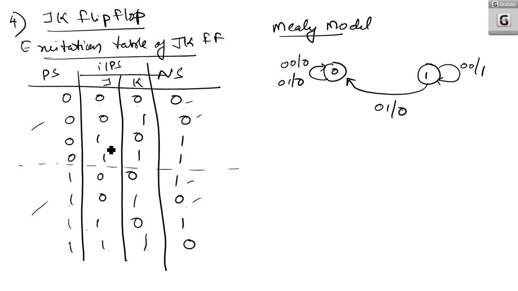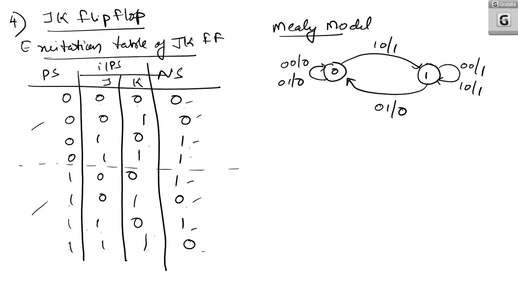Now coming to 1 0. If it is 1 0, the next state is 1. That means the output will be 1. So this is 1 0 bar 1. Now coming into here, 1 0, you will get 1. So you will get 1 0 bar 1 here. Now these two cases are over. Now coming to these two cases.